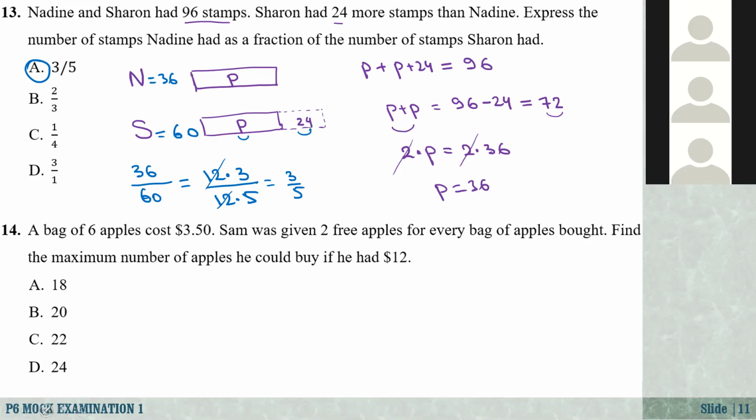A bag of 6 apples cost $3.50. Sam was given 2 free apples for every bag of apples bought. Find the maximum number of apples he could buy if he had $12. Ismail, did you understand the question? If you want, you can read it one more time.